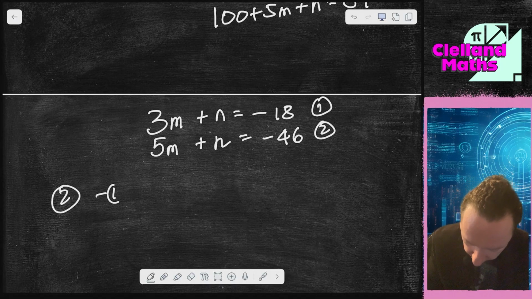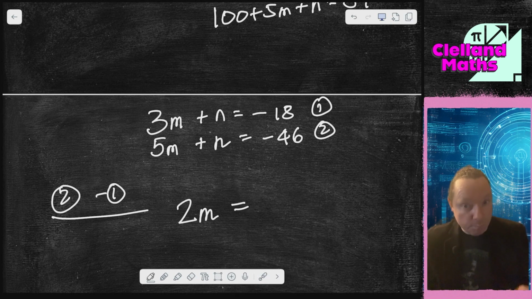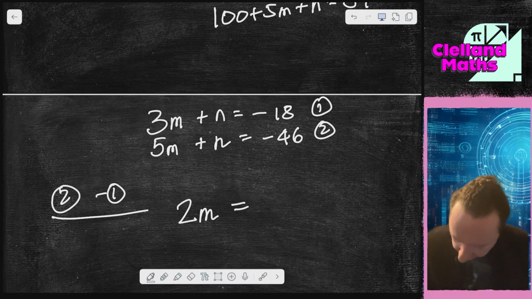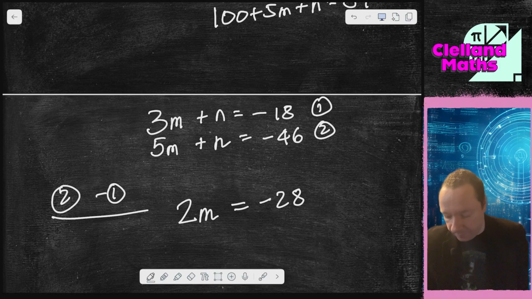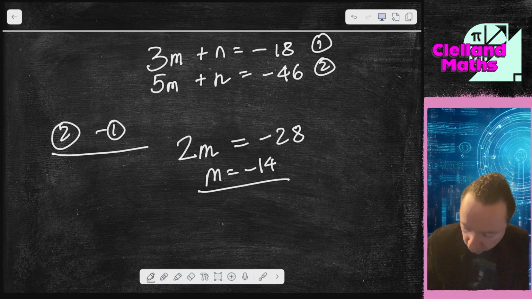2 take away 1 gets rid of the n's. So that gives me 2m equals minus 46 minus minus 18. Watch out, so it's add 18. So minus 46 add 18 is minus 36, minus 28, I think. Just double check that. 28 becomes 38 becomes 46. So m is minus 14. Sub into whichever one you want. Let's take the first one.